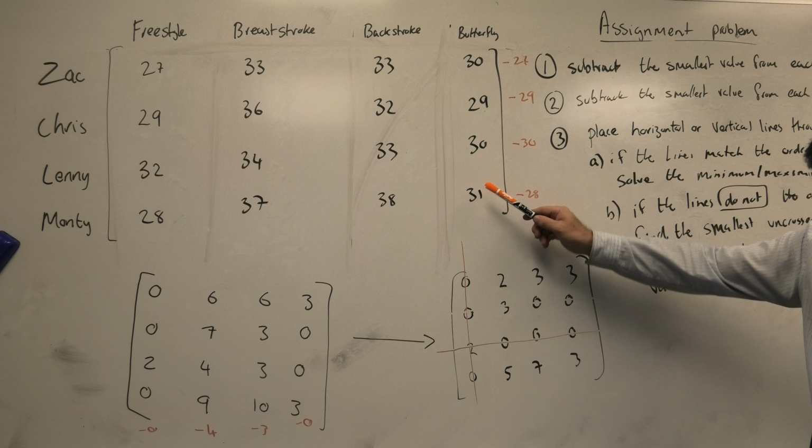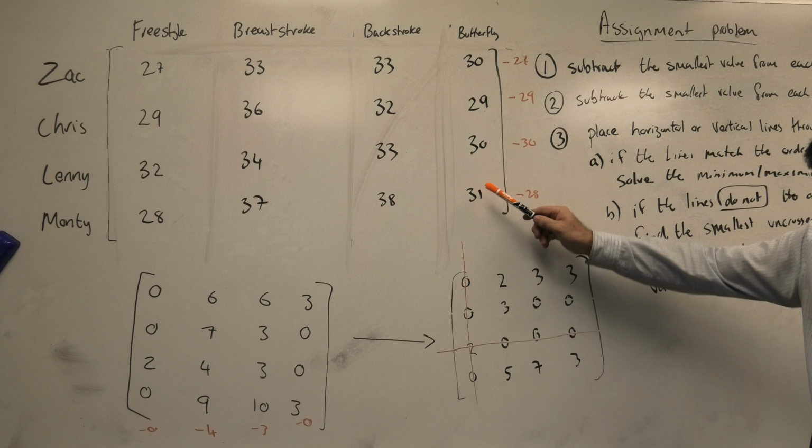I can say, well, I'm going to put a line through here. So that gives me 1. I can put a line through here. That gives me 2. And I can put a line through here, which gives me 3. Now I can see people saying, well, why don't you just do a line through here and make that 4?